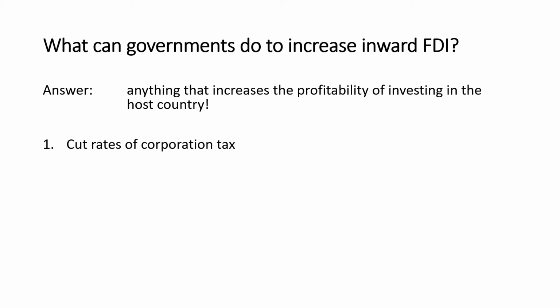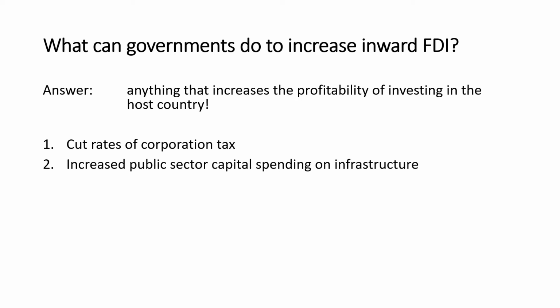So we could cut rates of corporation tax. Remember, corporation tax is a tax on profits. Second thing that we could do is try to increase public sector capital spending on infrastructure. So if you can improve the supply of electricity and you can make your broadband faster, that reduces the cost of doing business in your country. And by reducing the cost of doing business in your country, it also makes it more profitable to invest in your country.